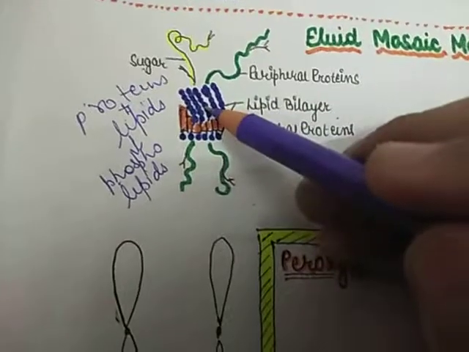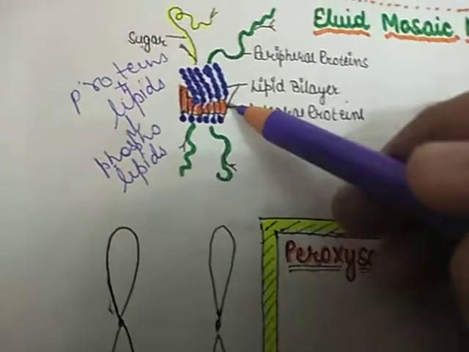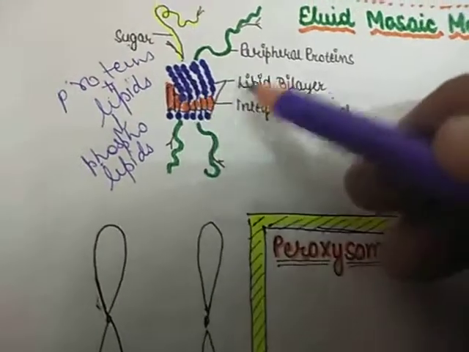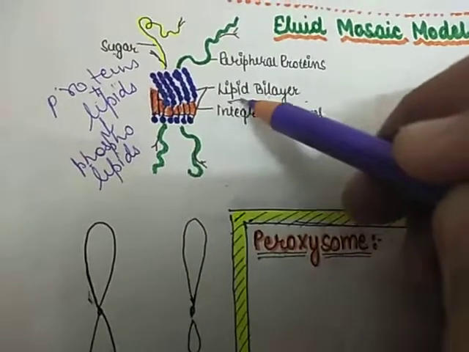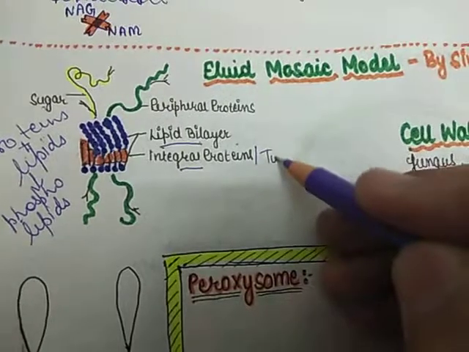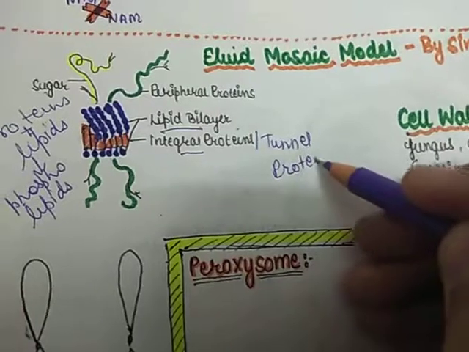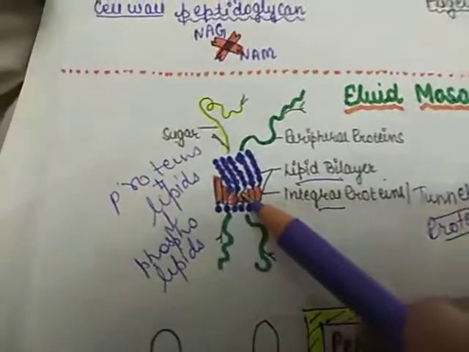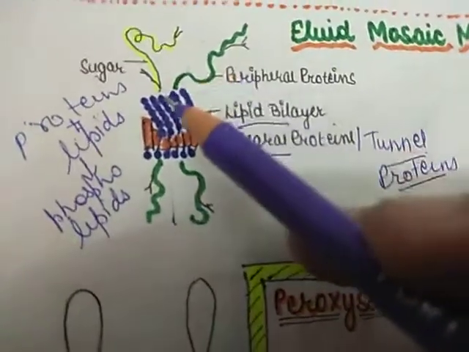You can see that these blue colored ones are lipid molecules, and in between are the integral proteins, that is, between the two layers. This is also a lipid layer, this is also a lipid layer. Both can be referred to as the lipid bilayer, and the proteins between them are the integral proteins. They are also referred to as tunnel proteins because they have special channels to permit the entry and exit of macro and micro molecules along it. So it facilitates the diffusion, osmosis process, etc.